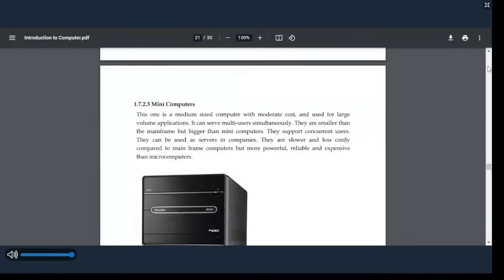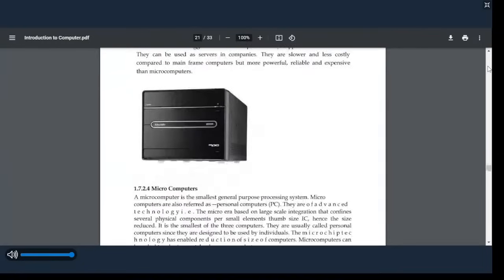So the third, the smallest compared to the first two, is minicomputers. It's a medium-sized computer with moderate cost and used for large volume applications. It can serve multiple users simultaneously. They are smaller than the mainframe. They support concurrent users and can be used as servers in companies. They are slower and less costly compared to mainframe computers, but more powerful, reliable, and expensive than microcomputers.